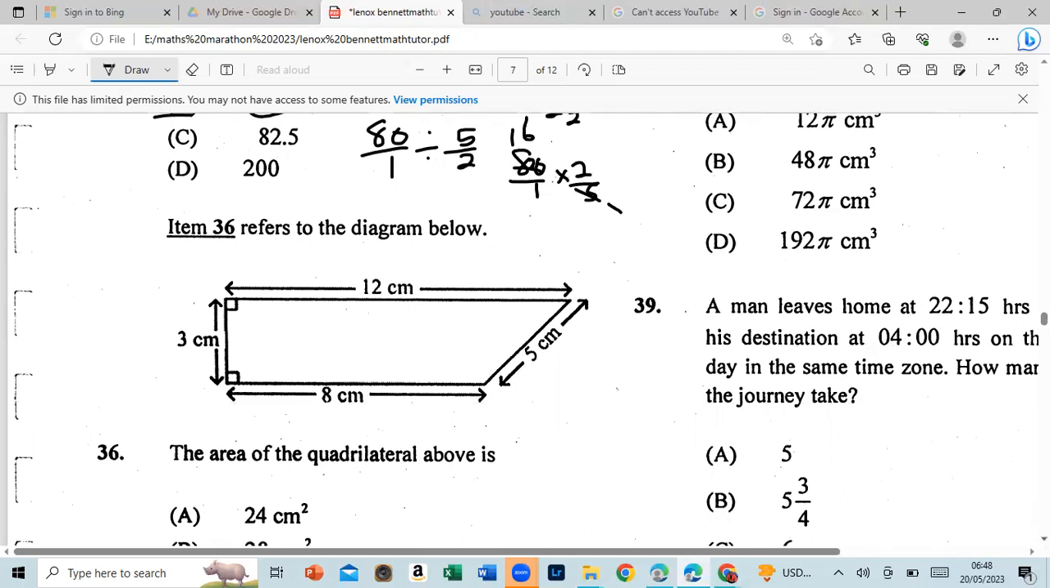Item 36 of the file diagram below. The area of the quadrilateral above is... so with area, we're going to name one side A and one B. Alright, so the formula says A plus B, so the two sides, we divide by 2, as that comes from the triangle part. You'll notice there's a little triangle thing here, so that's how the 2 comes in, and I times it by the height. So what we'll do, add 8 and 12. Look at that first.